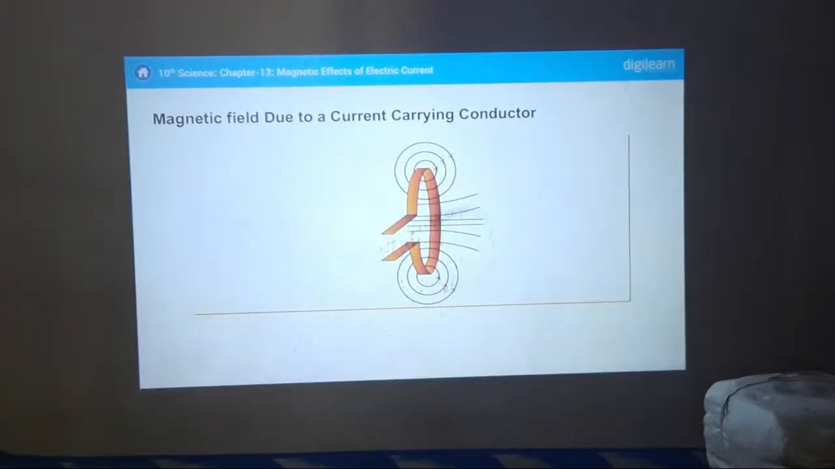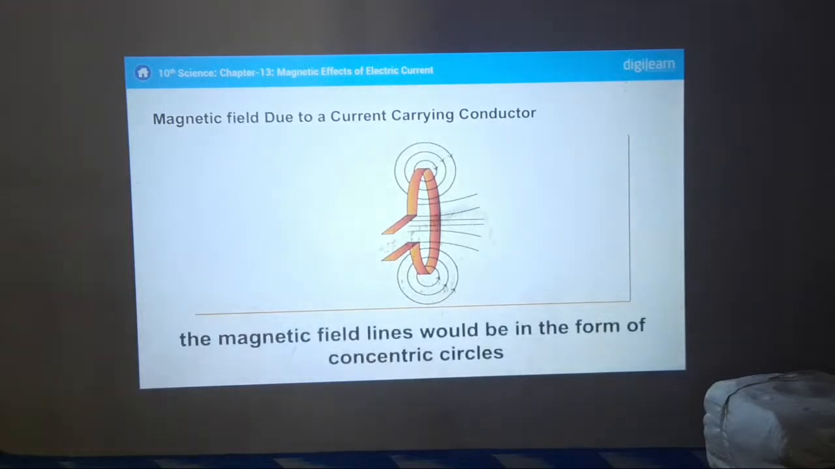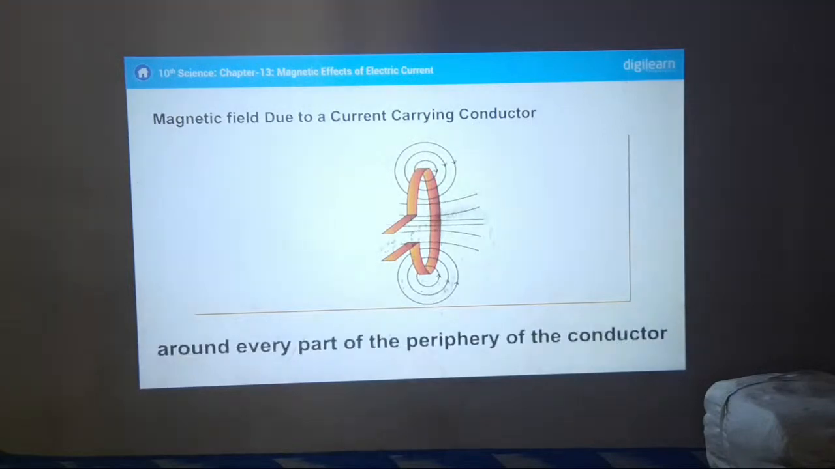Magnetic field due to current through a circular loop. In case of a circular current carrying conductor, the magnetic field is produced in the same manner as it is in case of a straight current carrying conductor. In case of a circular current carrying conductor, the magnetic field lines would be in the form of concentric circles around every part of the periphery of the conductor.